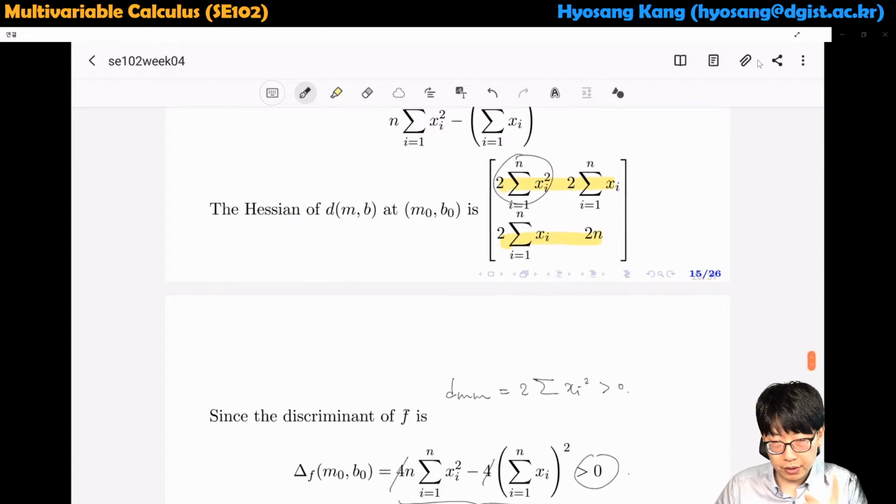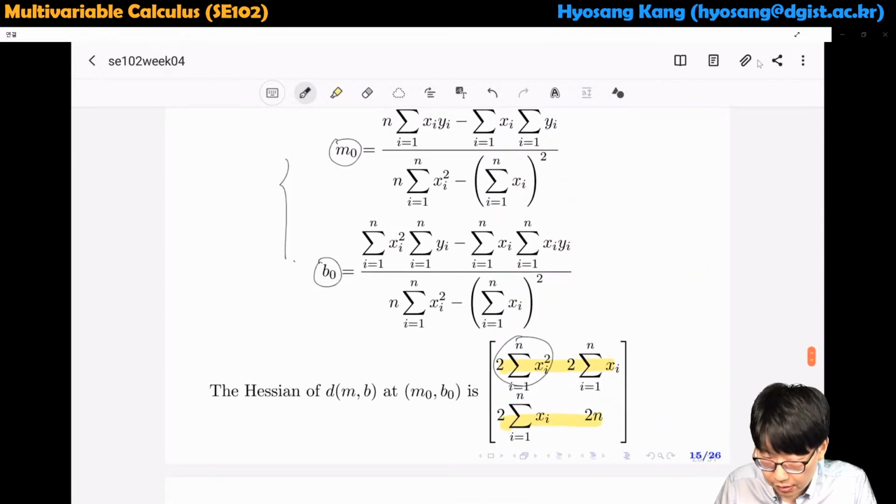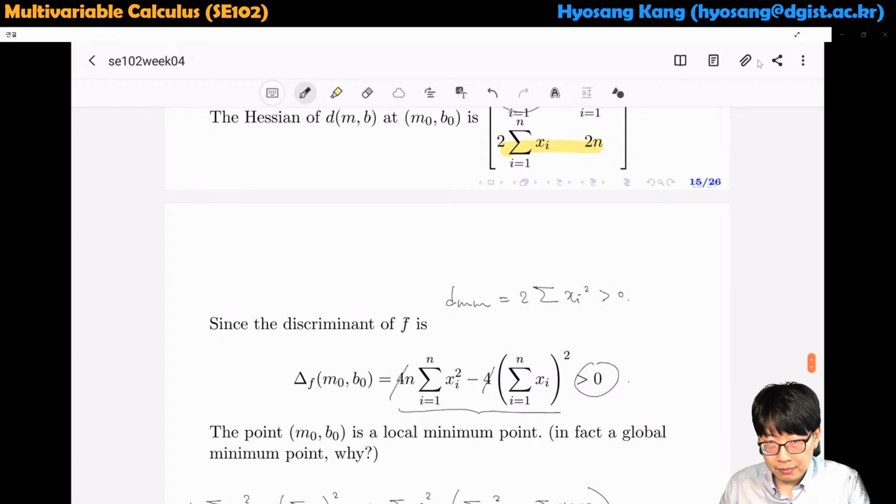So we have a positive discriminant and a positive second order partial derivative. That means the critical point is a local minimum. Okay, so we found that m0 and b0 are the slope and y-intercept of the regression line, which minimize the sum of squares of the errors of the actual values. Okay, we can say that this is the actual minimum, the global minimum.